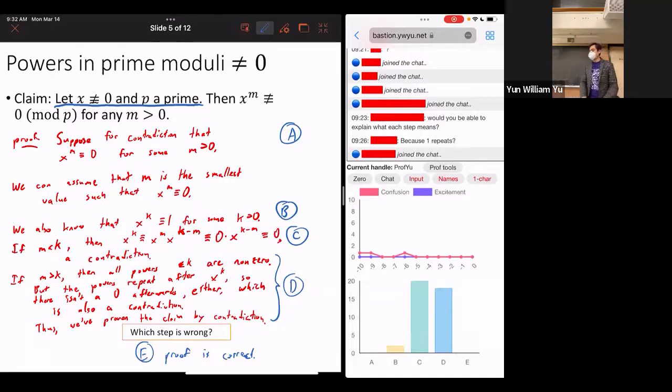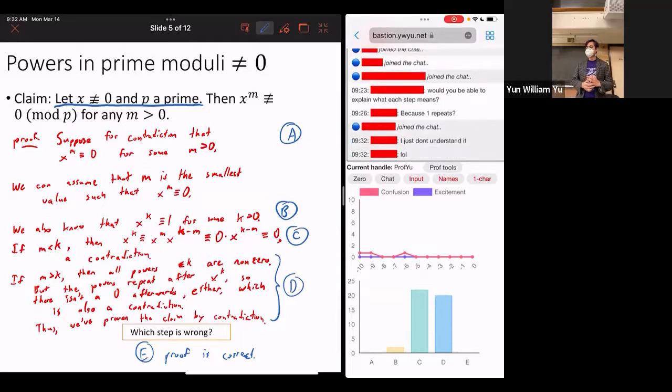So we have a lot of people voting for C and D. Why do people think that it might be C? Oh, just don't understand it. Okay, well, let me rewrite C a little bit. So C is basically saying x to the fifth is equal to x to the squared times x cubed. That's all we're doing there. We're breaking up the number into two numbers.